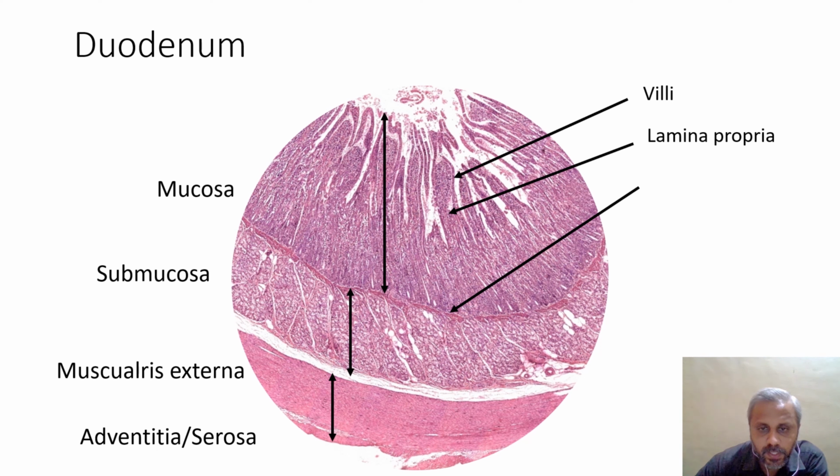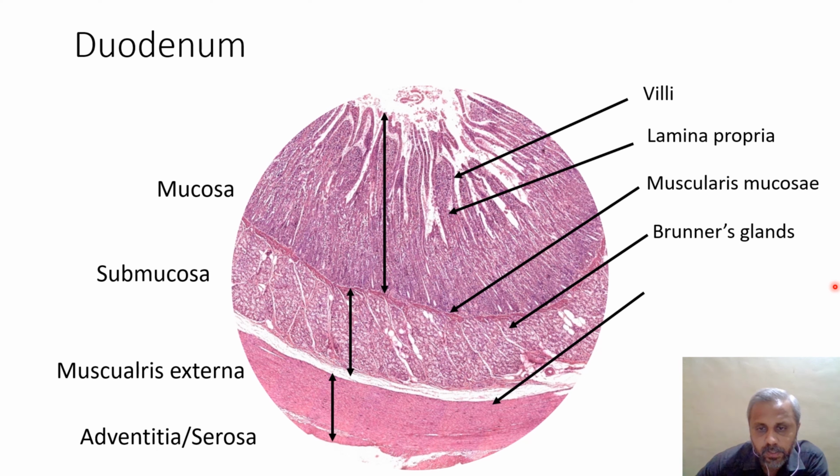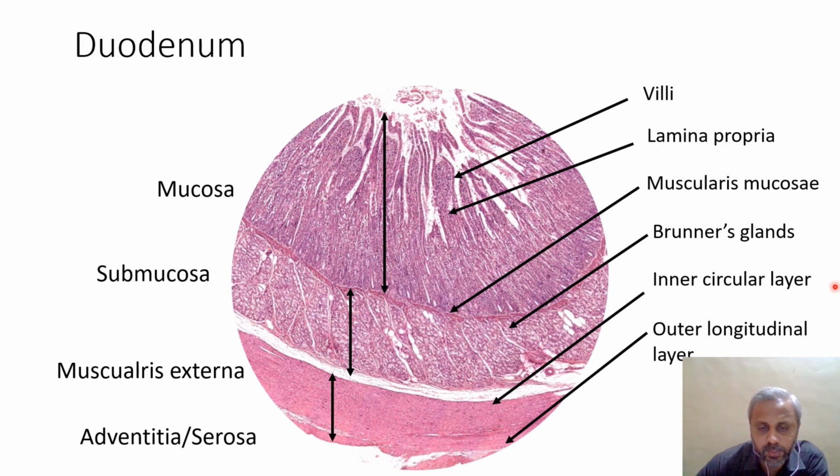The characteristic feature of duodenum is presence of submucosal glands referred to as Brunner's glands. Then the muscularis externa is made up of an inner circular layer and an outer longitudinal layer. Part of the duodenum, which is covered by peritoneum, has serosa, and the part which is non-peritoneal will contain adventitia.